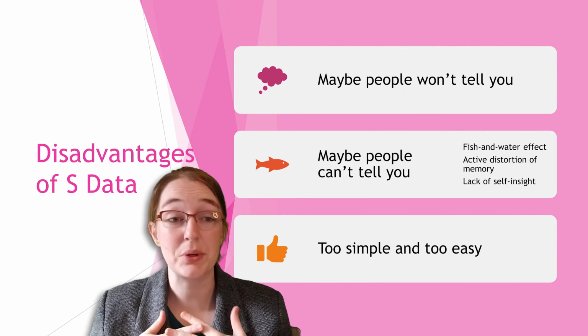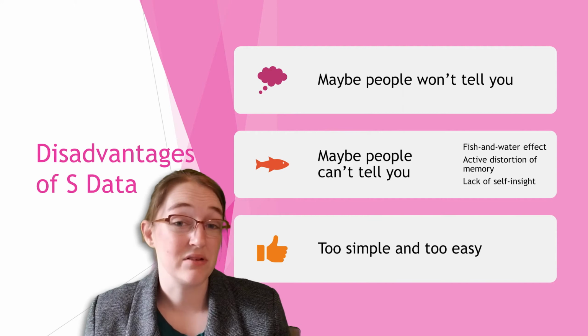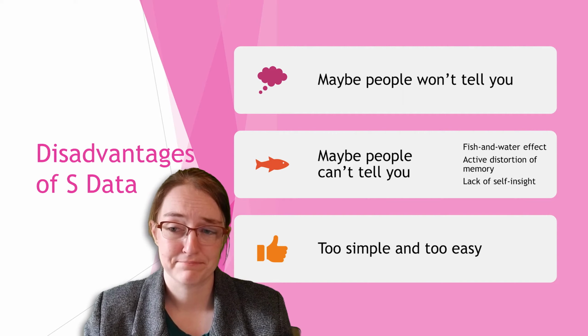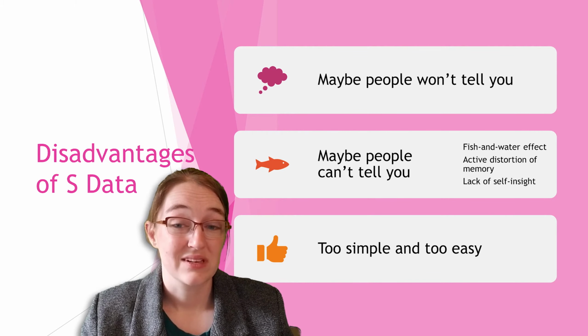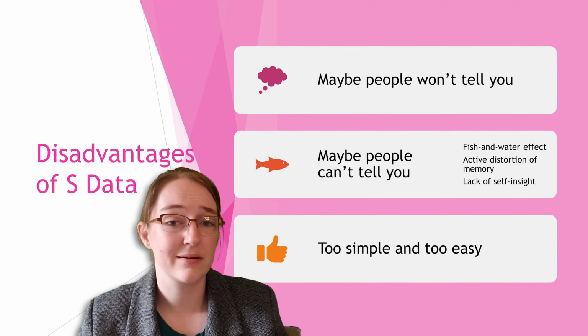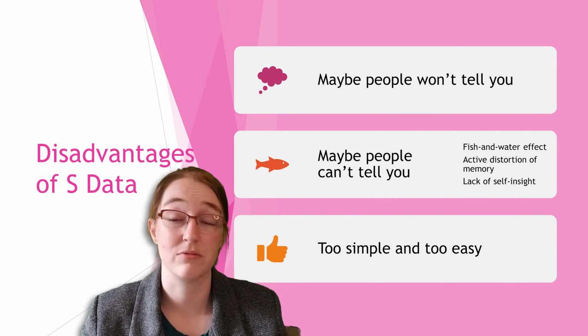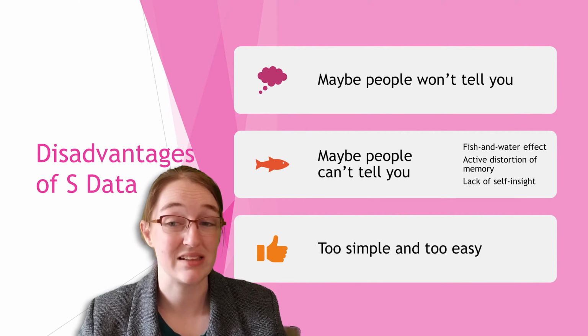Now next, people can't tell you. Beyond not being willing, they might not be able. There's this thing called the fish in water effect, where people don't notice their most obvious characteristics because they are always that way. A fish is wet, but you don't hear a fish reporting that it's wet. Maybe someone has really high state anxiety, but they've always felt that way. They've never had a situation where they haven't had high levels of anxiety.